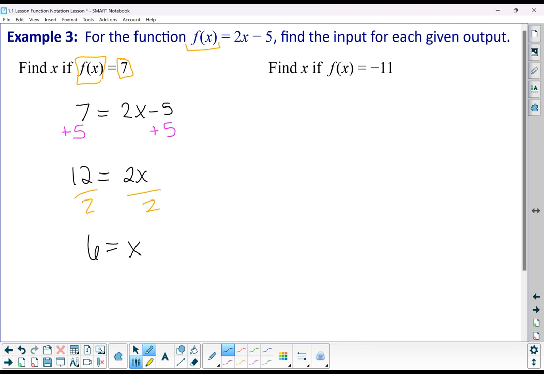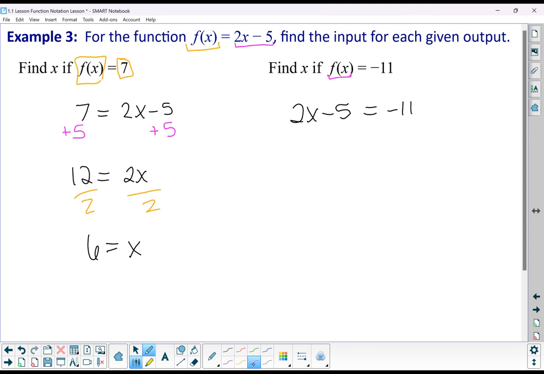Sometimes people prefer to have the variable on the left side of the equation, so I'll show you that for this next equation if you like. We can think about subbing in the equation right here for the f of x if you prefer to think about it that way. So that would be 2x minus 5 is equal to negative 11.